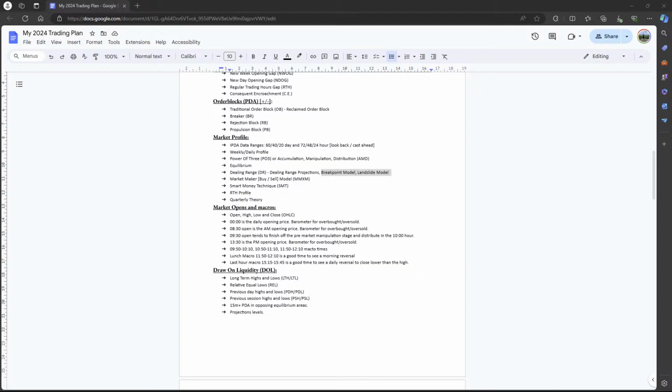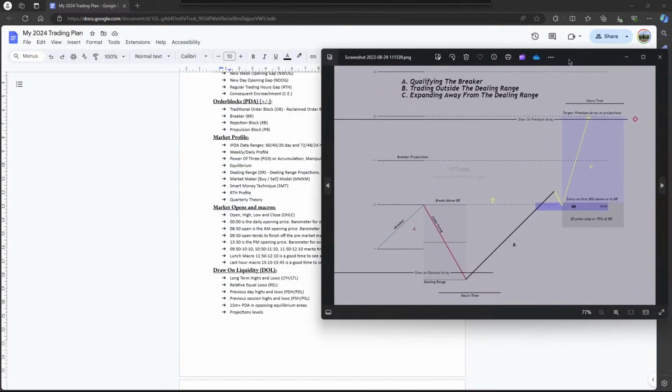this isn't something I trade because it's pretty hard to trade, but this is like the first model I basically ever came up with, a breakpoint or landslide. You'd have a breaker form, manipulation, and usually I would get in down here, right? But there's another entry once we get above the dealing range.